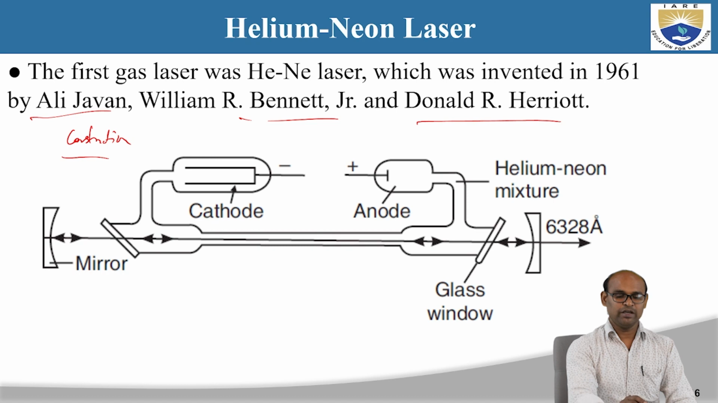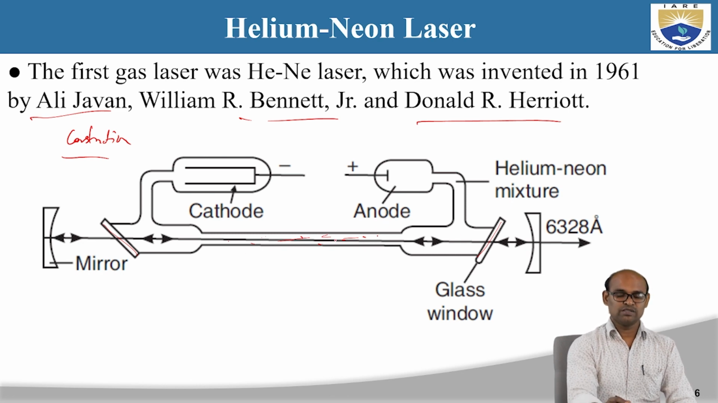So this is the construction of the helium neon laser. Look at this narrow glass tube. We are going to use a narrow glass tube filled with helium neon gas. The ends of this tube are connected to mirrors and tightened so that there is no leakage of the gas. The mirrors on both sides reflect the light, so we have constructed an optical resonator.